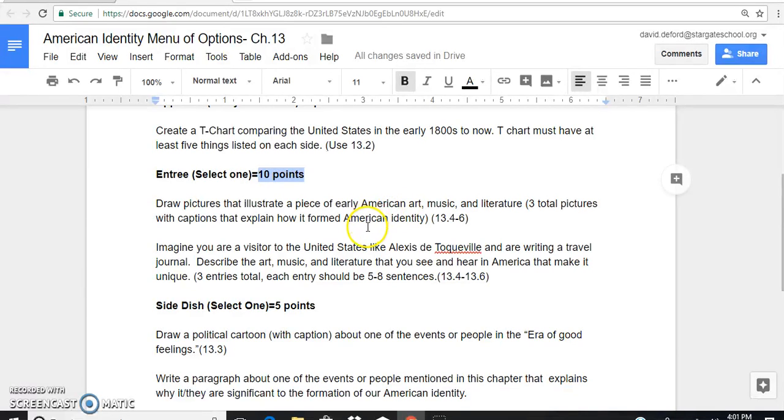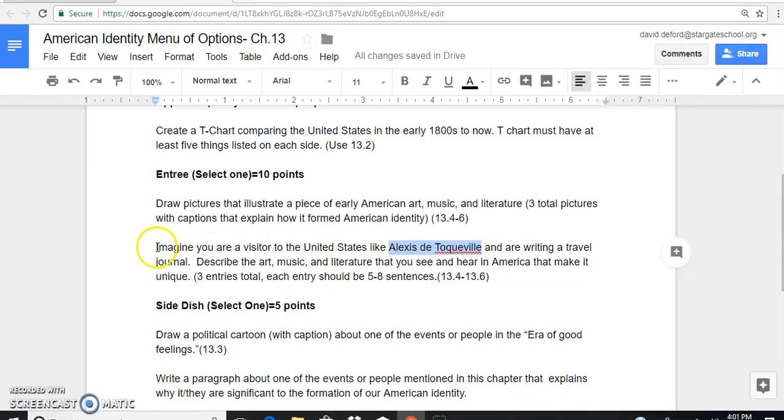If you're not someone who's inclined to do something visual, then you'll do a travel log. One person you'll read about in this chapter was a very famous tourist who came to America, named Alexis de Tocqueville. He was from France, and he came here visiting to see how our country was unique. And that's what I want you to do for this part.